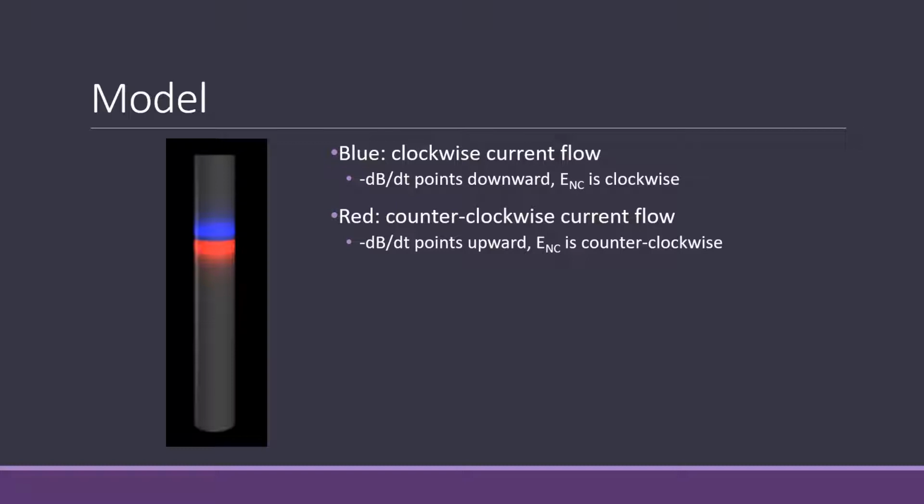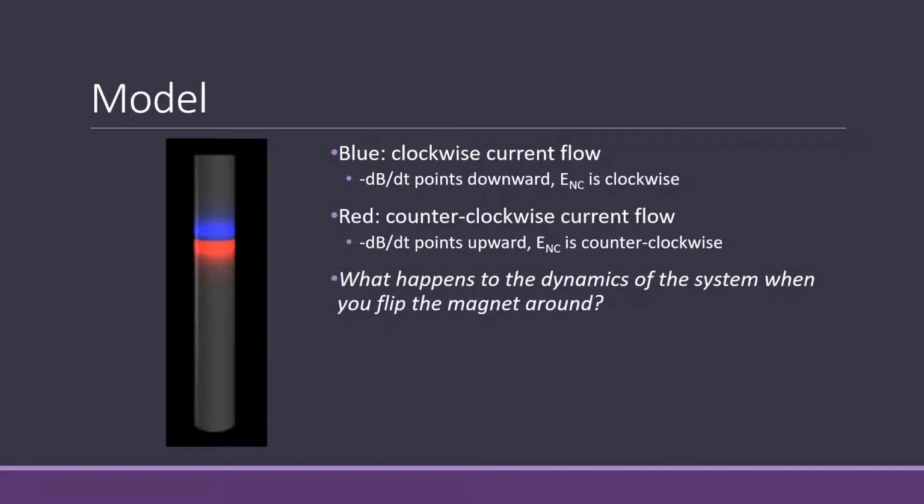This is a snapshot of how the visual model turned out. At each location in the tube, the direction of the non-Coulomb electric field, and thus the induced current, is determined by the right-hand rule, using the negative rate of change of the magnetic field due to the bar magnet. If we flip the magnet so the south end is on the bottom, the induced currents would change direction.